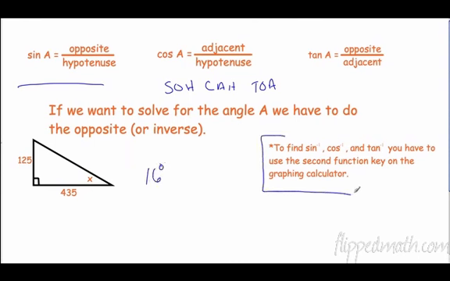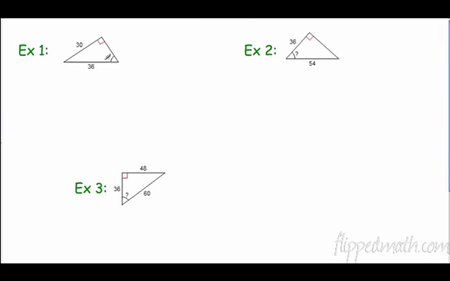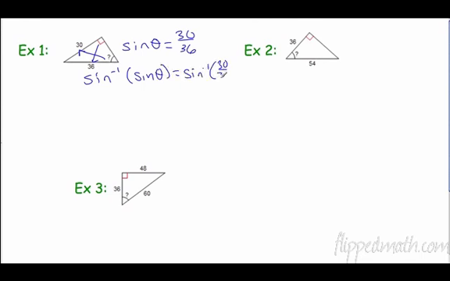Again, to find the inverse sine, inverse cosine, or inverse tangent, you have to use the second function key on that graphing calculator. Let's do one. So here's the angle I want. I have opposite and hypotenuse. That's sine. So sine of theta, or x, whatever you want to call it, is 30 over 36. So now I'm going to do inverse sine of sine theta equals inverse sine of 30 over 36. If you don't want to write this over here, you can just write theta equals that, totally cool. I'll probably do that the rest of the way as well.